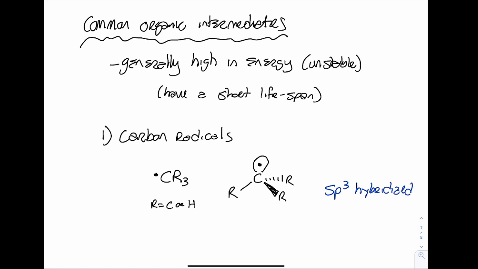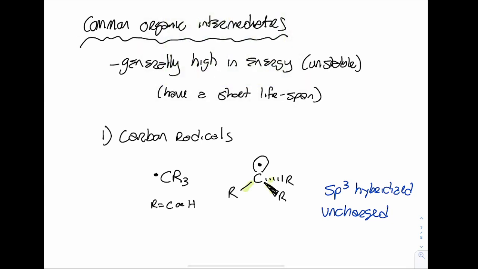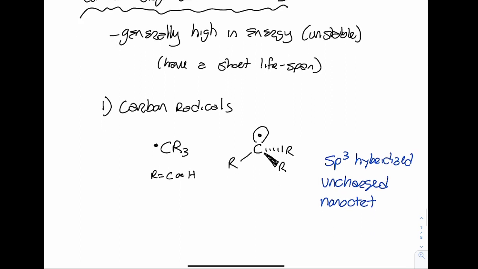It is uncharged. If you do the formal charge calculation, it doesn't have a charge, right? 4 is my number of valence electrons for carbon. And then 1, 2, 3, 4, right? Lines and dots. So 4 minus 4 is 0. So it is uncharged. However, it's non-octet, right? That carbon has 7 electrons around it, not 8. That single electron is what makes it reactive.